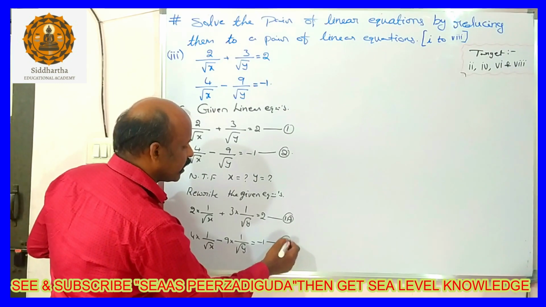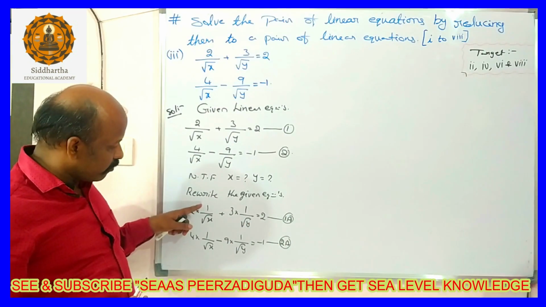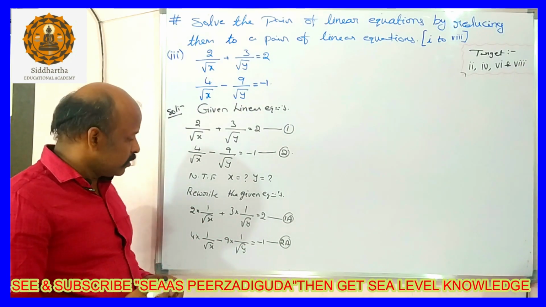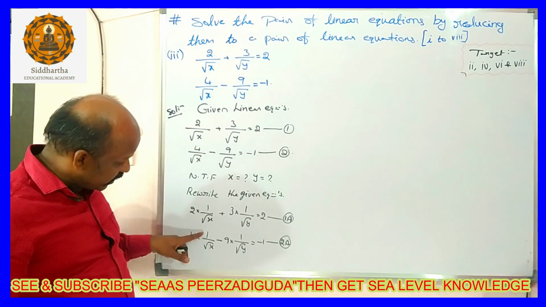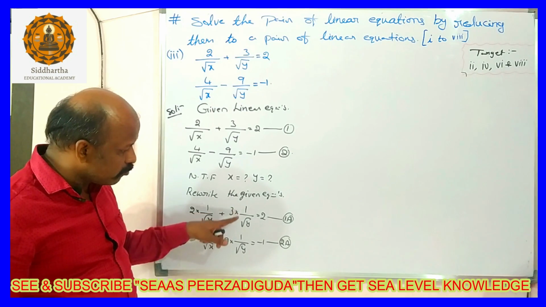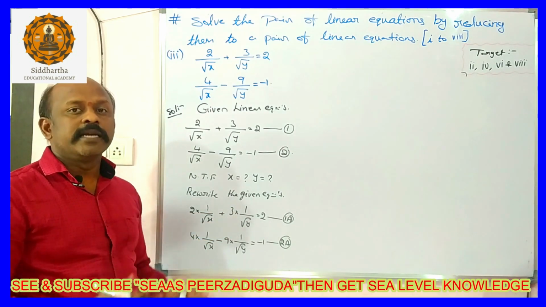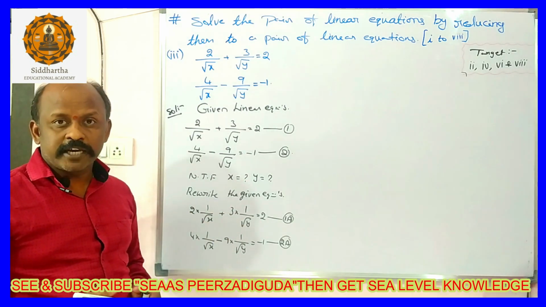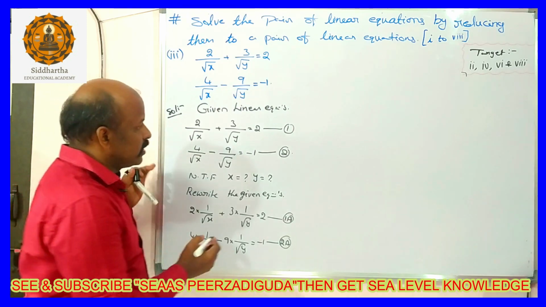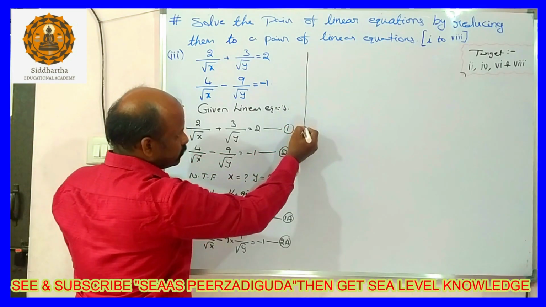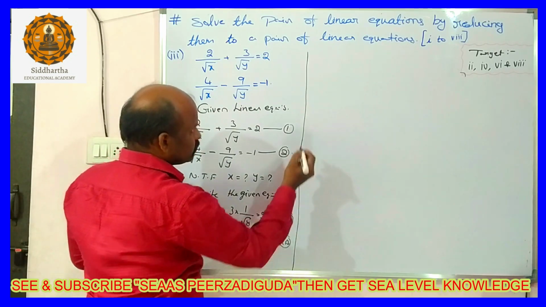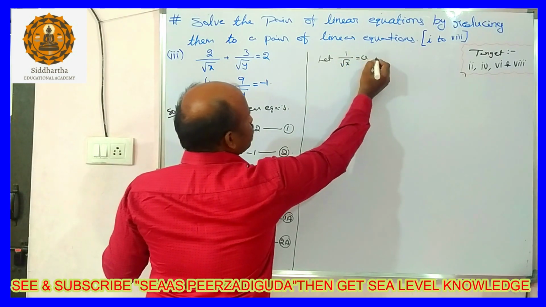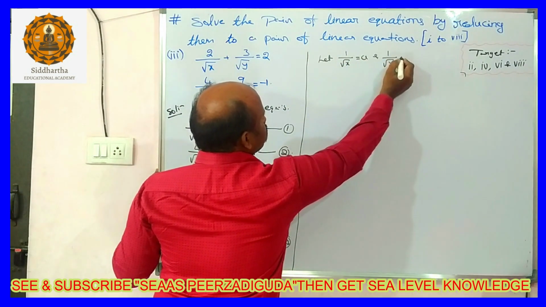Equation number 2a. After writing these two, once you observe equation number 1a and equation number 2a, here 1 by root x is there, here also 1 by root x is there, here 1 by root y is there, here also 1 by root y is there. Instead of 1 by root x, I am going to take some value a. Instead of 1 by root y, I am going to take one value b. Now see here all of you. Let 1 by root x is equal to a and 1 by root y is equal to b.